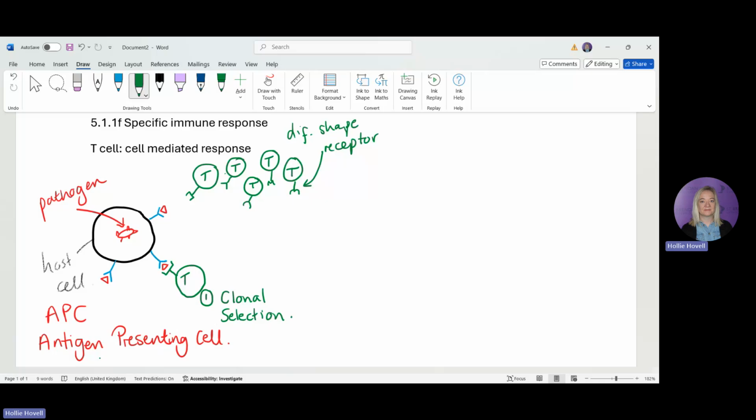So this antigen presenting cell could be, for example, a phagocyte. Could be lots of different types of cells, but there's an example.